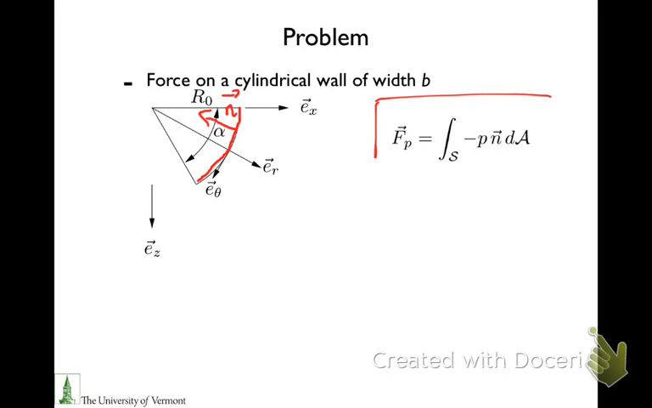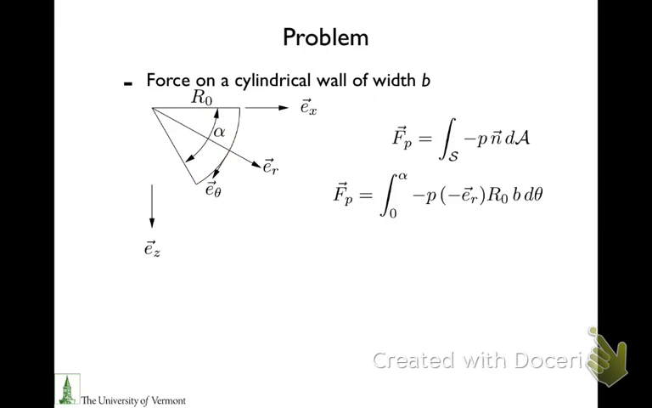And of course, the exact formula for the force of pressure is the integral over the surface area of minus P n dA. Here we consider that the wall has a width of B. So in that case, the easiest way to calculate the integral is obviously to move into cylindrical coordinates, in which case n becomes minus e_r in the cylindrical coordinate system defined by the vectors e_r and e_theta.